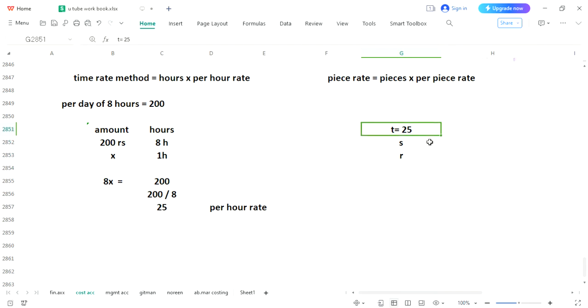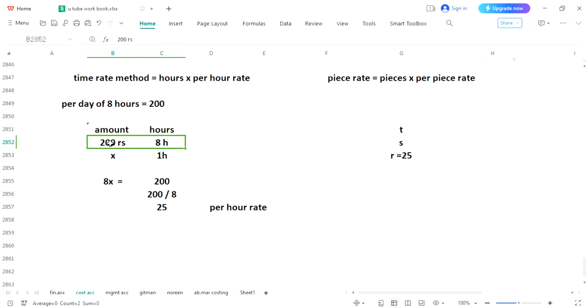Okay, so the rate per hour which we have calculated is 25. T was the time taken, and it is still unknown. There are three things involved in any question: standard time, time taken, and rate per hour (STR). This whole calculation we have made was for the 25 per hour rate. Rate means small r, which we have calculated.